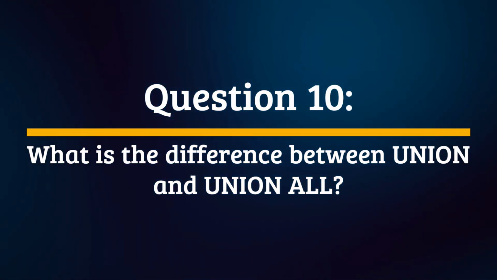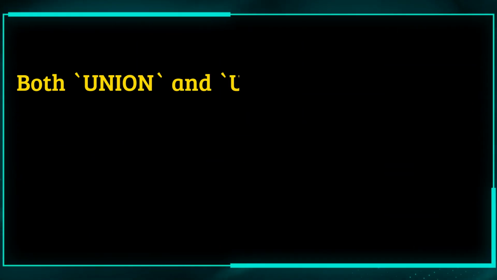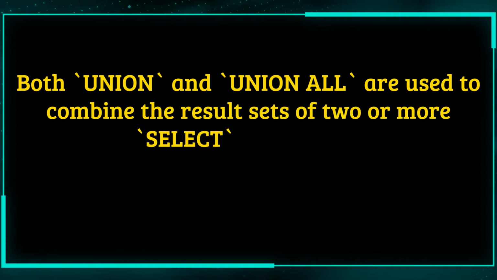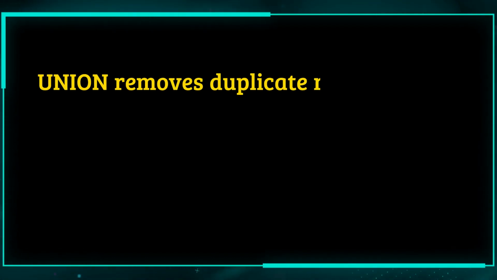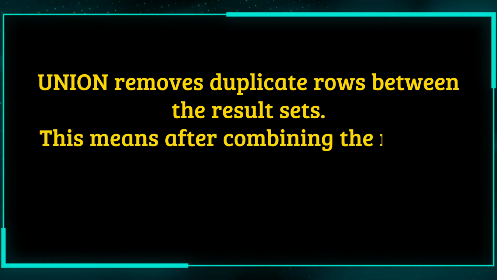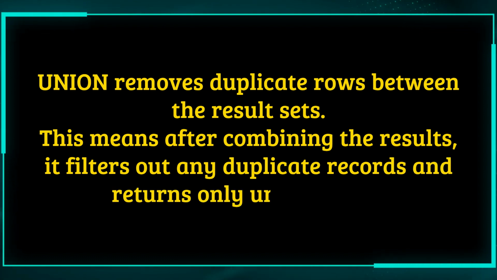Question 10. What is the difference between union and union all? Answer. Both union and union all are used to combine the result sets of two or more select statements. However, there are key differences between them. Union removes duplicate rows between the result sets. This means after combining the results, it filters out any duplicate records and returns only unique rows.